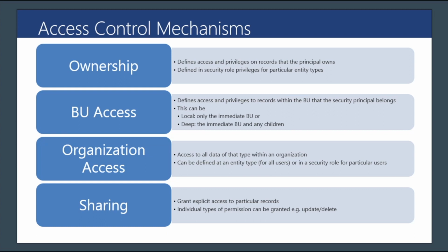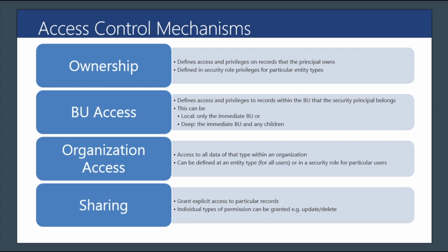There's organization access, which grants access to all data of that particular record type within the organization. This is defined at the entity creation level. There are 2 types of ownership level for entities that can be created when you're customizing or configuring the system. One is user or team, and the other is organization level, which is what this applies to.